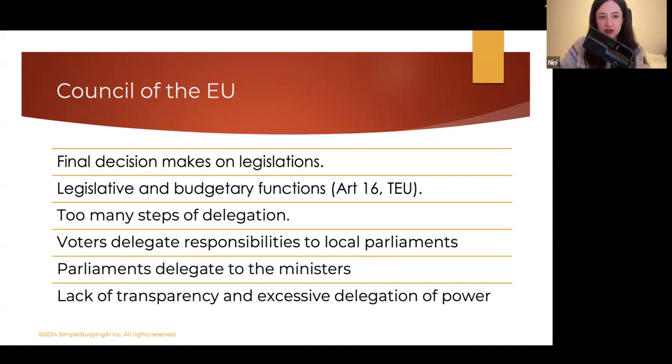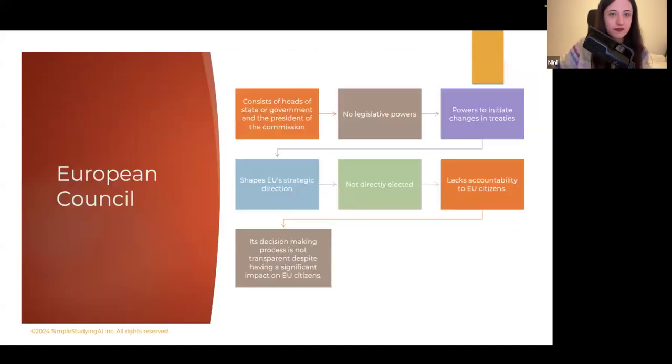It has legislative and budgetary functions, but the problem which could be argued to make it undemocratic is that there are too many steps of delegation. Voters have to delegate responsibilities to national parliaments, and parliaments delegate responsibilities to ministers. So the Council of the EU is very far away from an average voter in the European Union. It lacks transparency, there's too much delegation of power. So European citizens are so far away from the Council of the EU that it can be described as undemocratic. Also, its members are not directly elected.